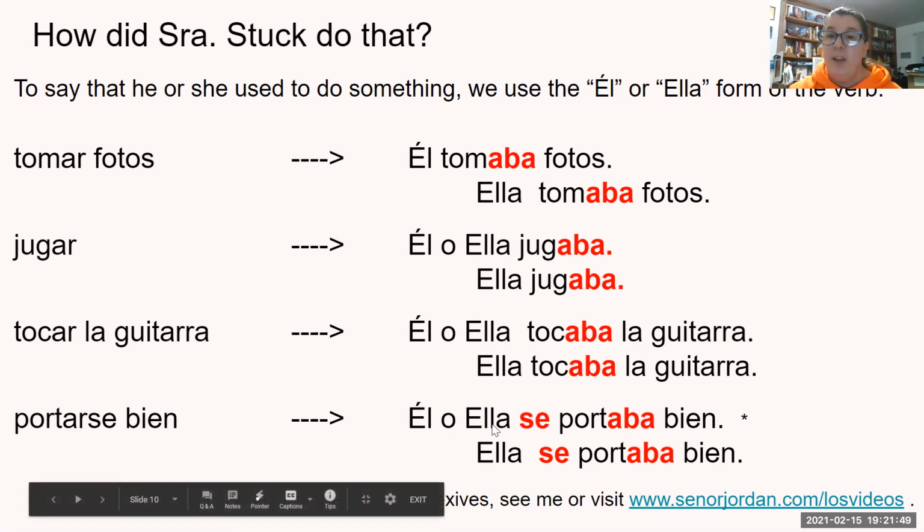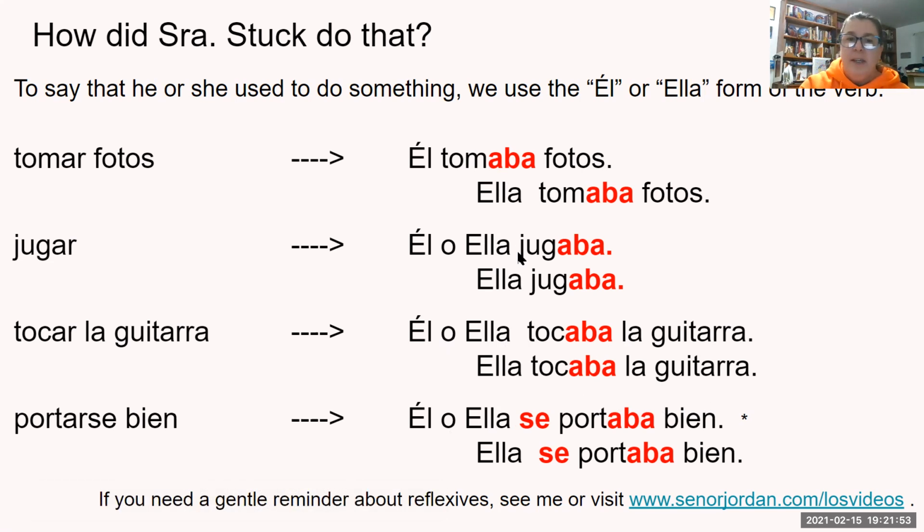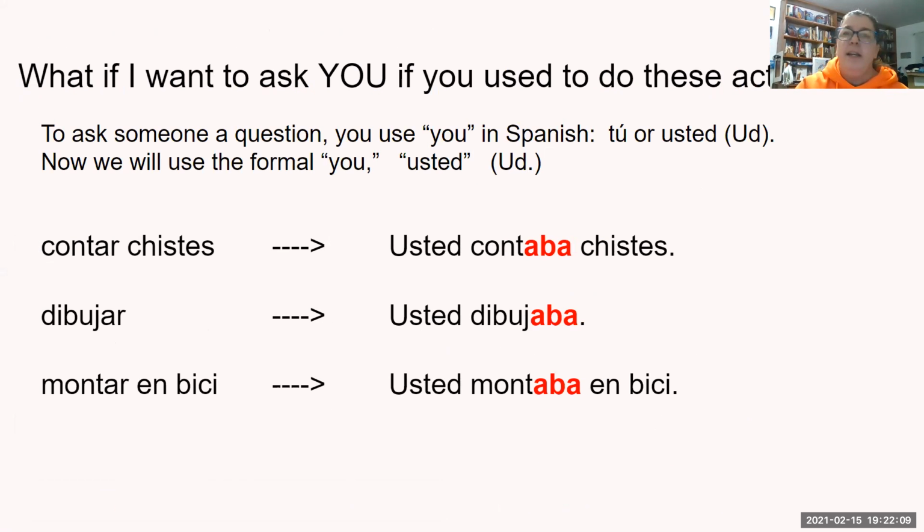But you could have él o ella se portaba bien too. That would work. Él o ella jugaba. Now, got the little asterisk there, got that say there. If you need a gentle reminder about reflexives, come see me. Or, if you're tired of working with me, go to senorjordan.com, los videos. Check out Senor Bell's online too. He's pretty good. All right, now what if I wanted to ask you if you do these activities?